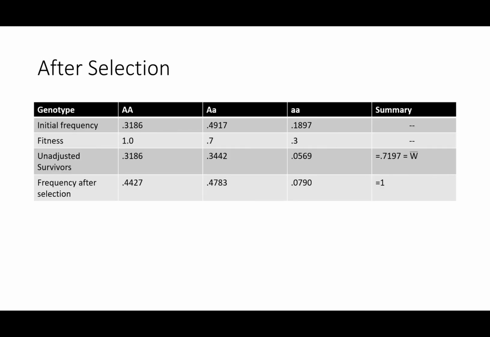After selection, we take into account the initial frequency and fitness, and we multiply these values to get our unadjusted survivors. Once you have the unadjusted survivors, we add this all up to get our average fitness. We divide by the average fitness to get a ratio of 1, and this gives us our frequency after selection. It's important to note this because this is pointing out the fact that if we keep going this way, if selection keeps occurring, eventually most of the population will have sleek hair.